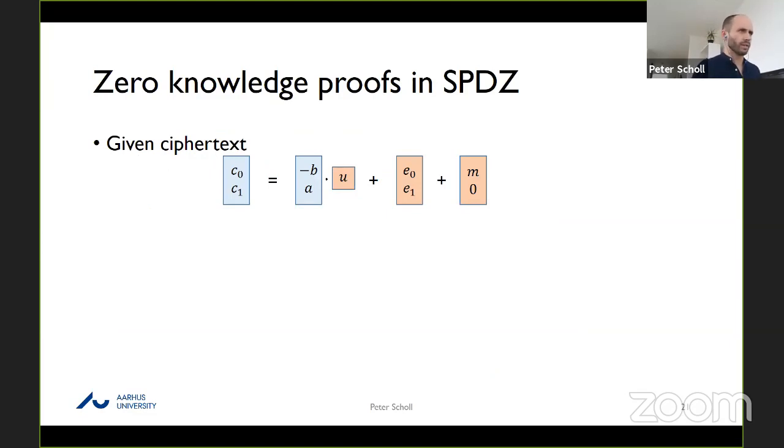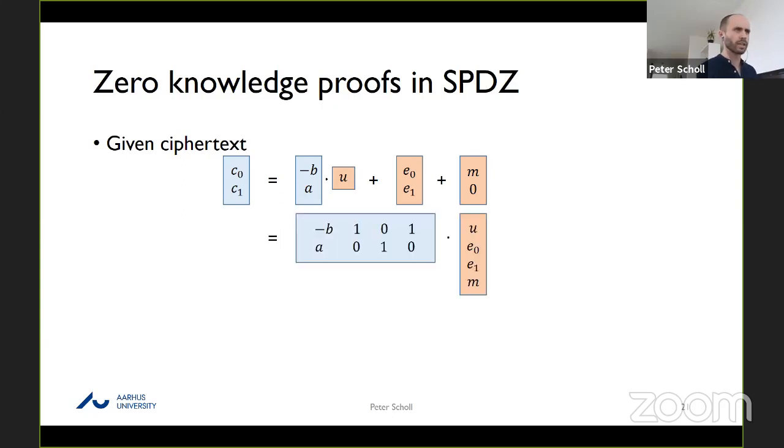So recall the encryption equation. We had this 2 ring element ciphertext, which is encrypted by taking the public key minus BA, multiplying it by some small polynomial, adding some noise, and then adding the message. Okay, so we can massage this a little bit into a nicer looking linear relation, where on the left we have a matrix which consists of the public key and some public values, and on the right, all of the randomness of the message that's secret in the ciphertext.